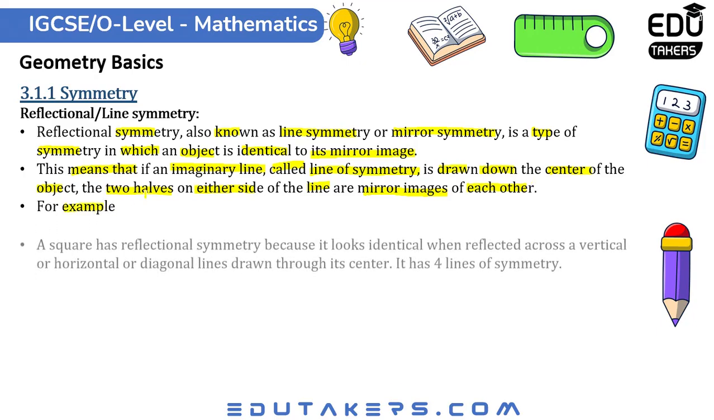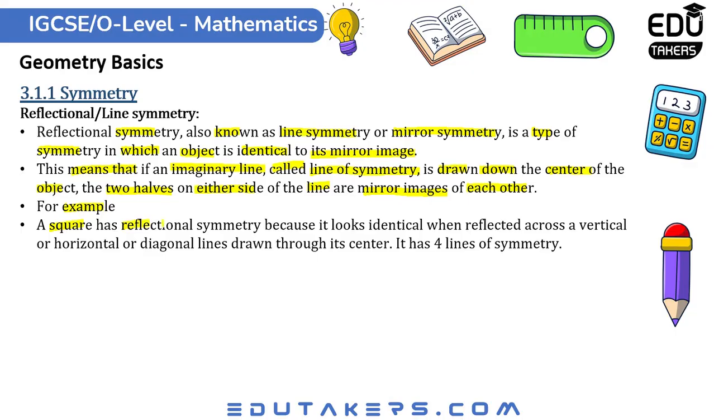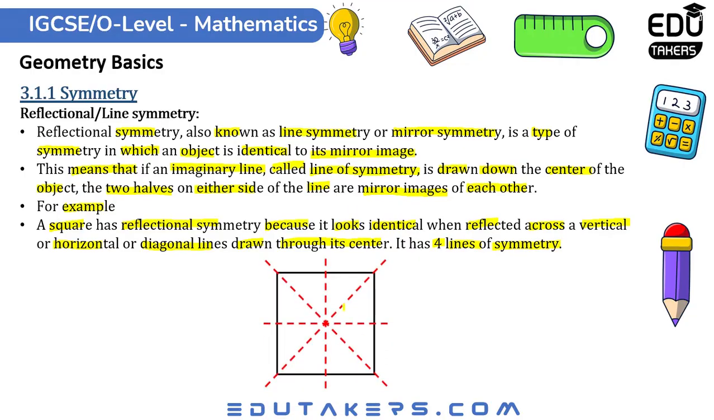For example, a square has reflectional symmetry because it looks identical when reflected across a vertical, horizontal, or diagonal line drawn through its center. It has 4 lines of symmetry. This is a square and it has 4 lines of symmetry, like 1, 2, 3 and 4.